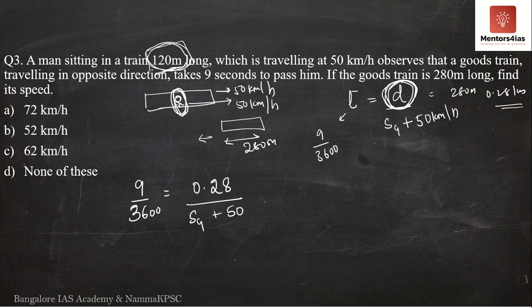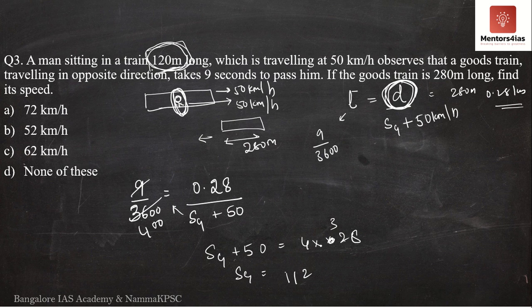Since the person is sitting inside the train, he's also moving at 50 kilometers per hour, and we have to determine the speed of the goods train. So we take 9 times 4, which is 36, giving 400. Taking this over to the other side, the speed of the goods train plus 50 is equal to 400 into 0.28, which is nothing but 4 into 28. 4 times 8 is 32, 4 times 2 is 8, 8 plus 3 is 11, so 112.